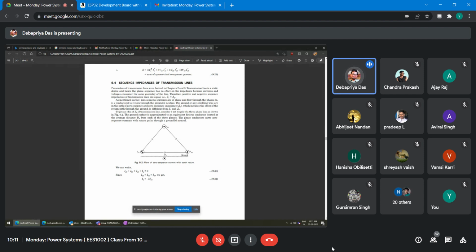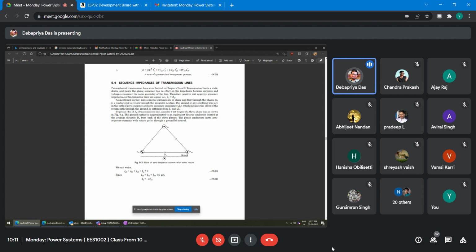So parameters of transmission lines, generally we have seen in chapters 2 and 3, that is inductance, capacitance, right? So basically a transmission line is a static device. Therefore phase sequence has no effect on the impedance, right? Because currents and voltages encounter the same geometry of the line, because there is no rotating device, it is a static device. Therefore the positive and negative sequence impedances of a transmission line are the same, that is Z1 is equal to Z2, right?